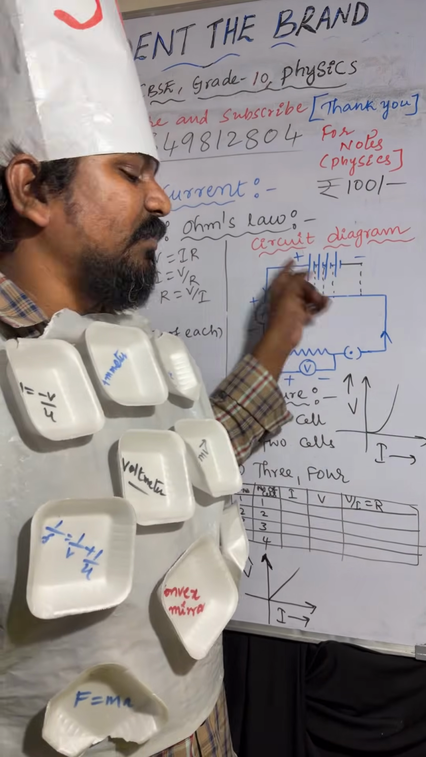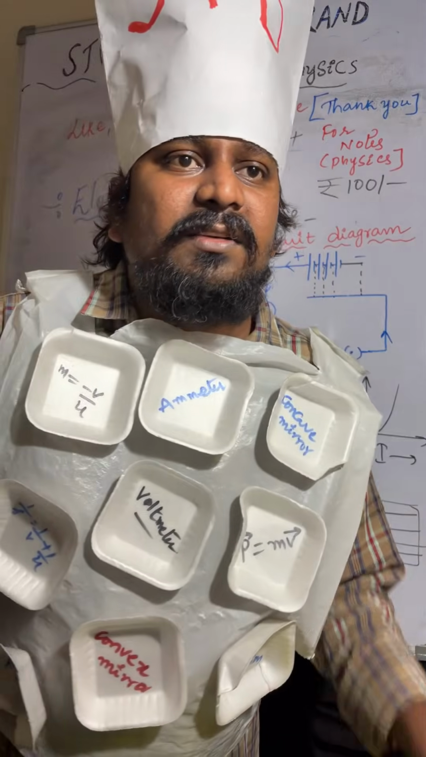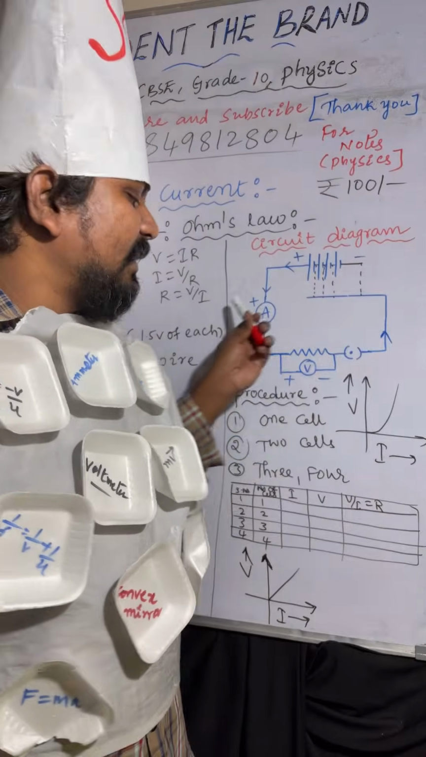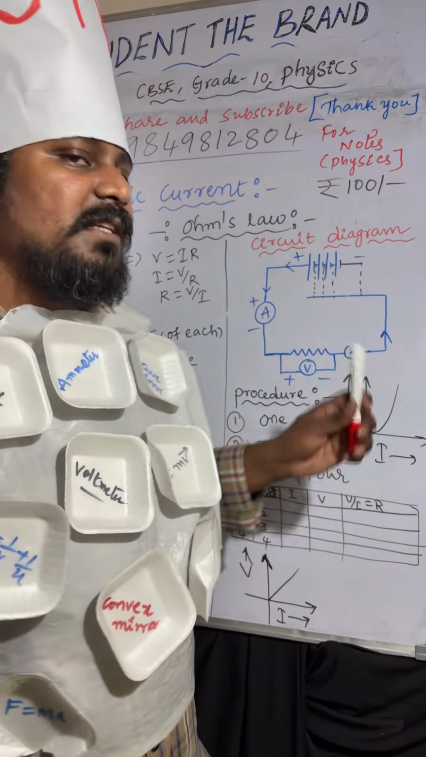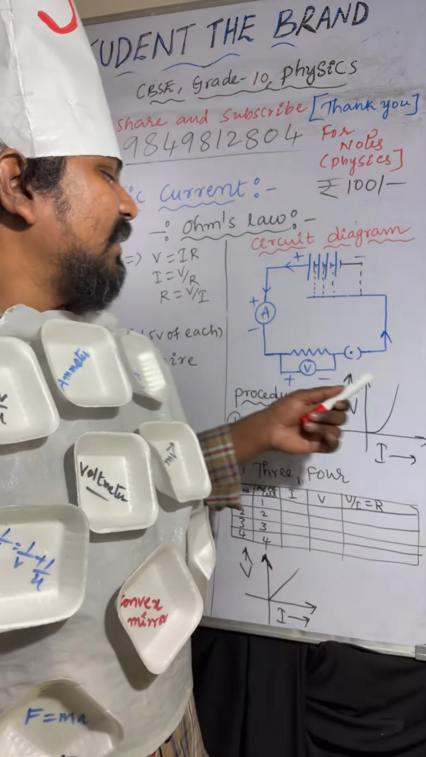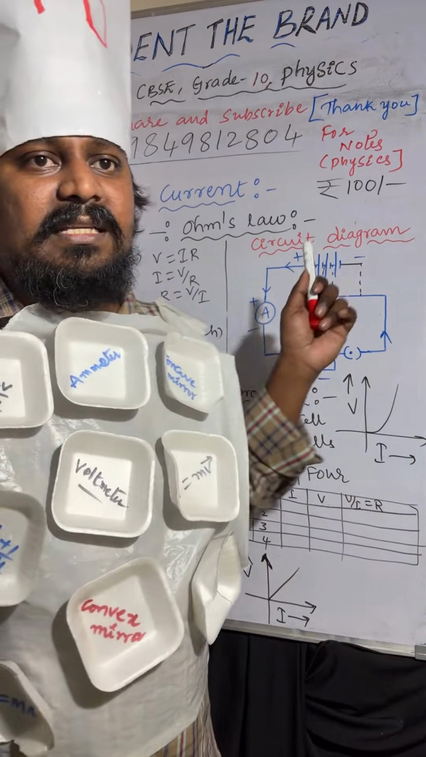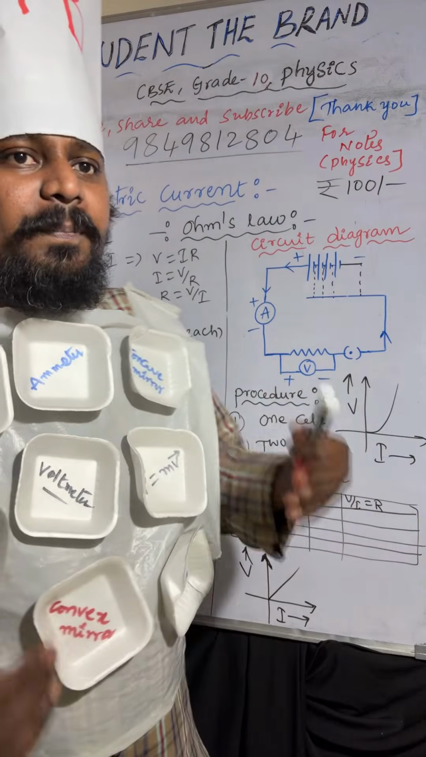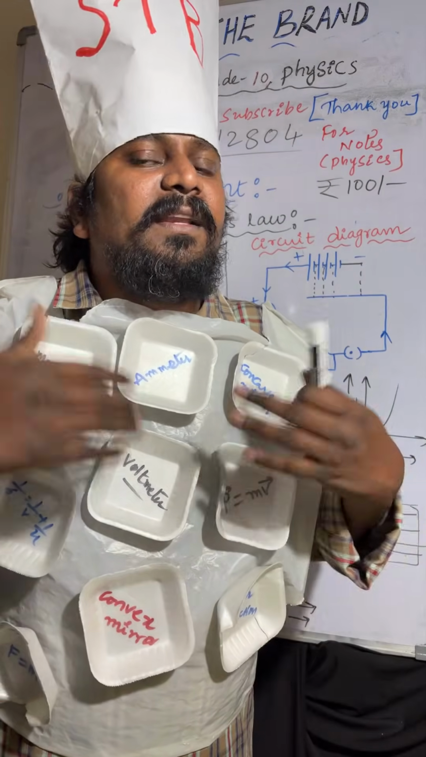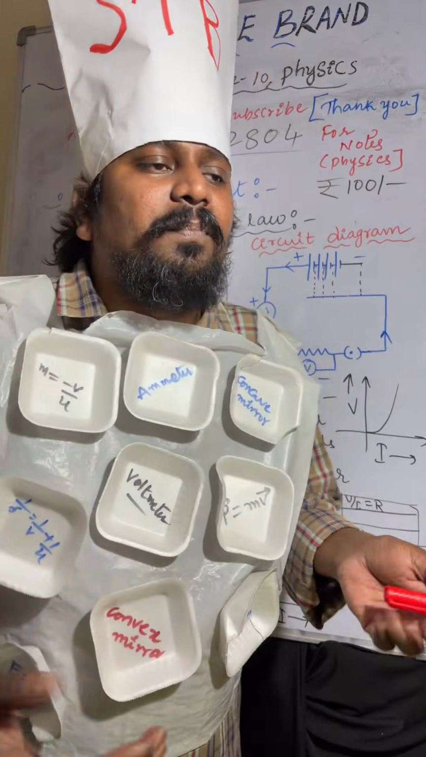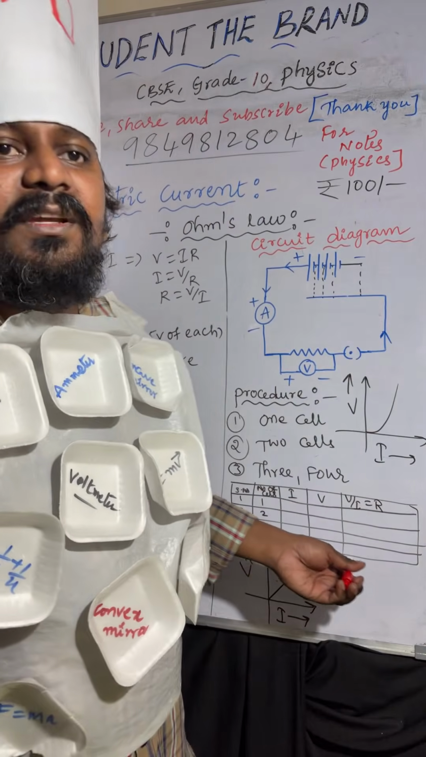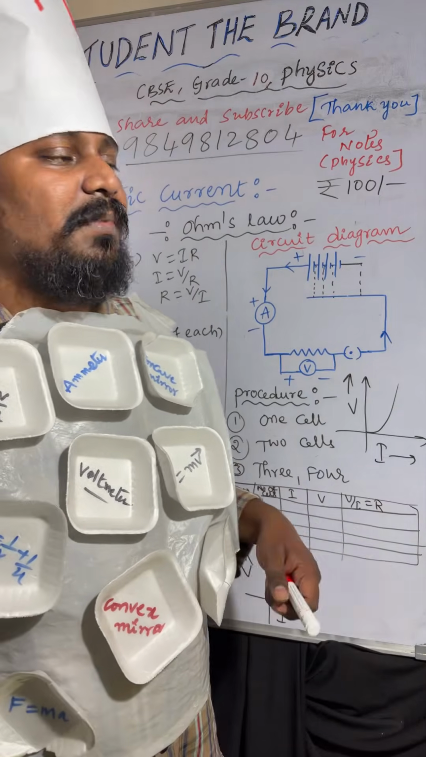First you have to connect one cell and note down the reading of ammeter and voltmeter. Ammeter reading is current, voltmeter reading is potential difference. After that, connect two cells and note down the readings of ammeter and voltmeter, and repeat the same process for 3 and 4 cells, and mention them in the tabular form given below.